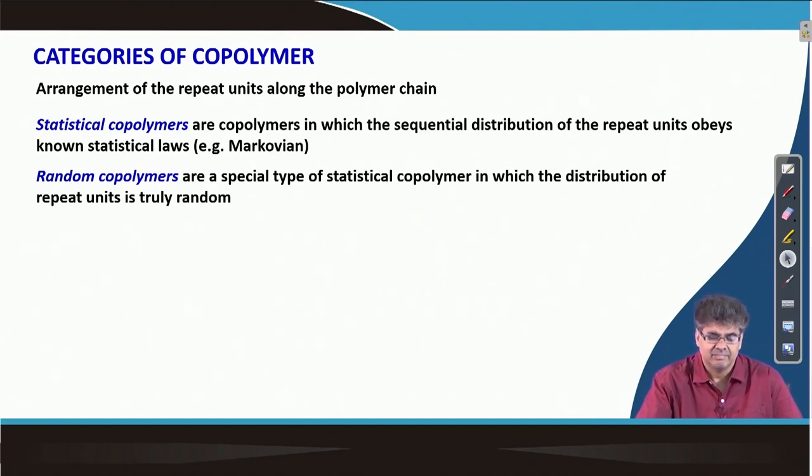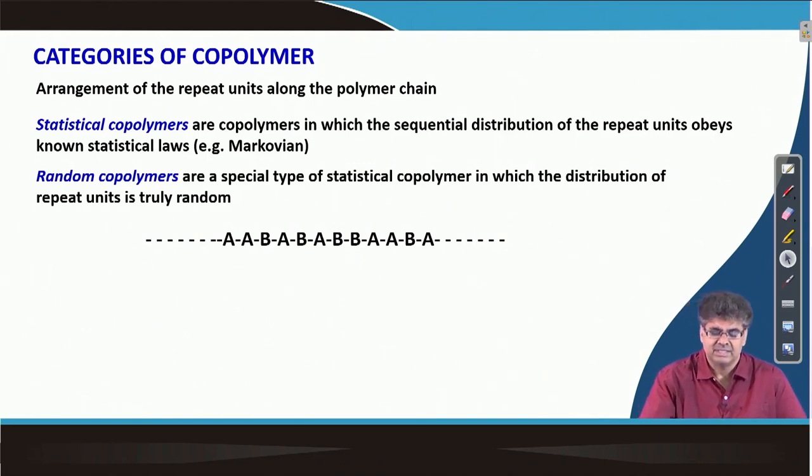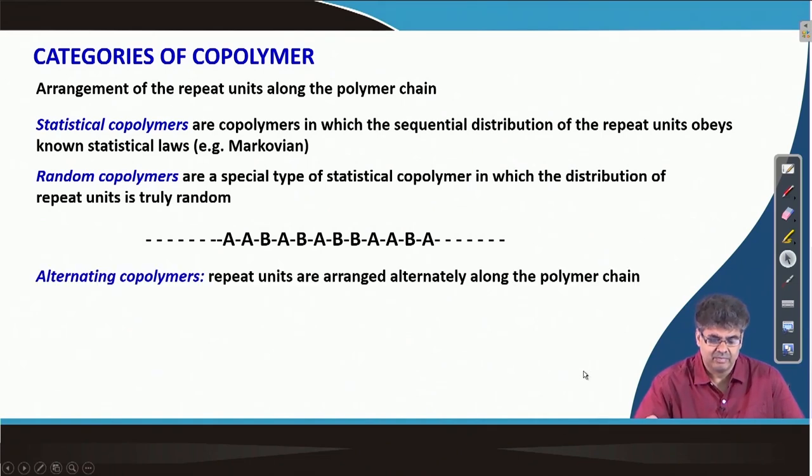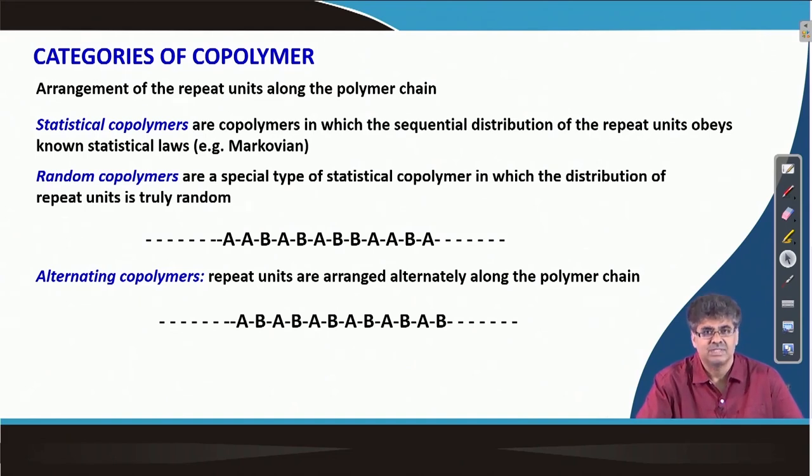In this case, the monomers which are reacting and forming polymer are just incorporating randomly in the copolymer chain. To represent it, we just write A, B completely randomly without any bias between the two monomers. We can also have alternating copolymers, where if we talk about two monomers, it will be A, B, A, B, A, B, A, B, just that the two monomers are sitting one after another. So, the monomers are arranged perfectly alternatingly, and we call these alternating copolymers.